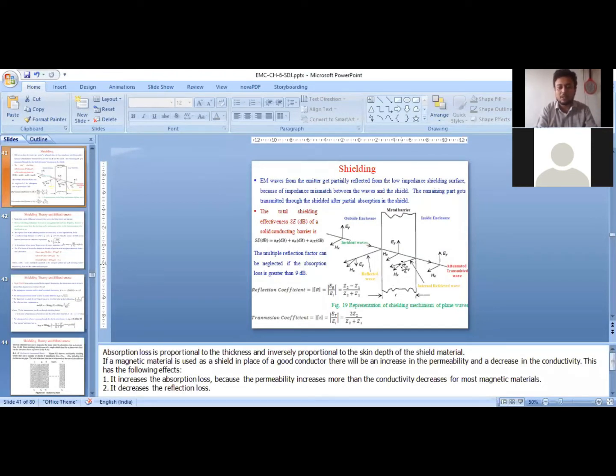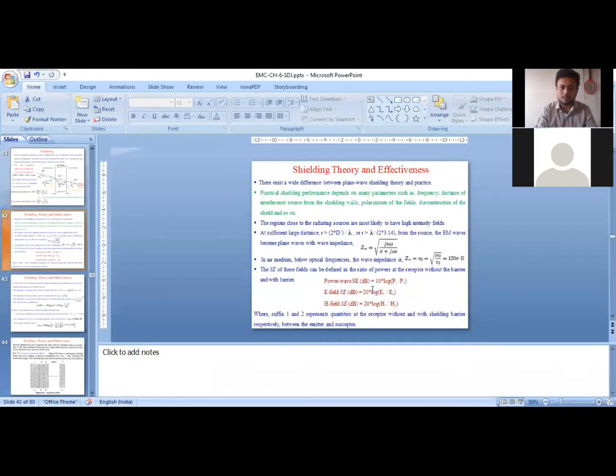This amplitude of the internally reflected wave depends on the amplitude of the wave that is appearing at this point. And the amplitude of the wave that is appearing at this point has decreased significantly because of the attenuation in the metal. Now, what is the attenuation in the metal? That is e raised to minus alpha t.